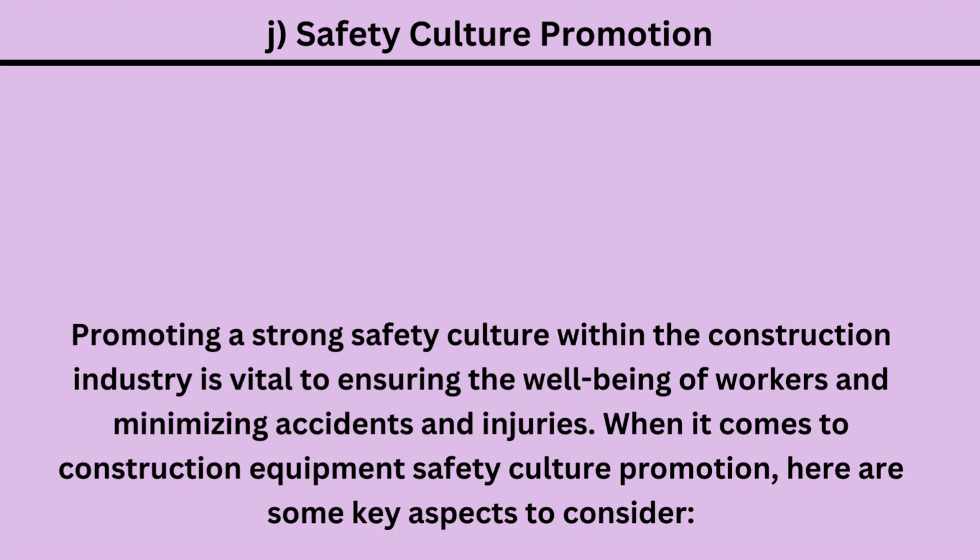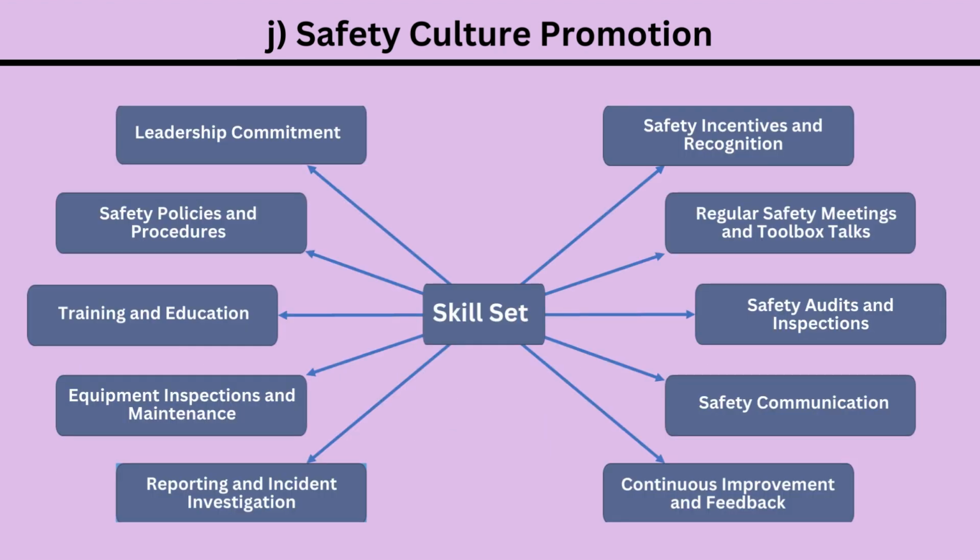J. Safety culture promotion. Promoting a strong safety culture within the construction industry is vital to ensuring the well-being of workers and minimizing accidents and injuries. When it comes to construction equipment safety culture promotion, here are some key aspects to consider. 1. Leadership commitment. 2. Safety policies and procedures. 3. Training and education. 4. Equipment inspections and maintenance. 5. Reporting and incident investigation. 6. Safety incentives and recognition. 7. Regular safety meetings and toolbox talks. 8. Safety audits and inspections. 9. Safety communication. 10. Continuous improvement and feedback.